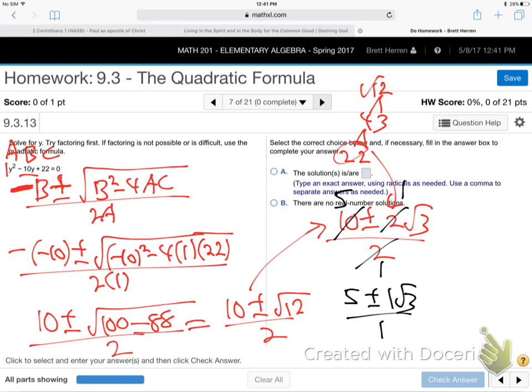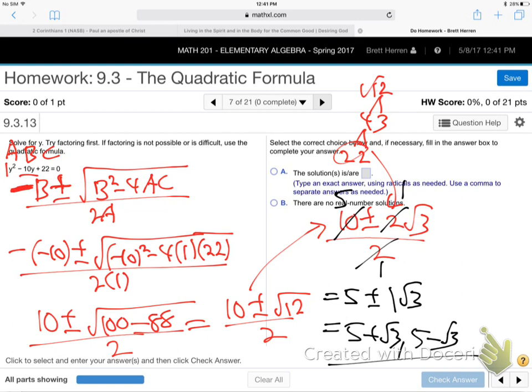But you don't need that 1 on the bottom, right? We don't need 1s on the bottom. They do nothing. So it's 5 plus or minus 1 root 3. So that's 5 plus root 3, 5 minus root 3. We're done. We good with that?